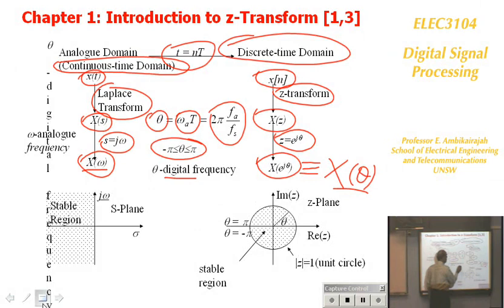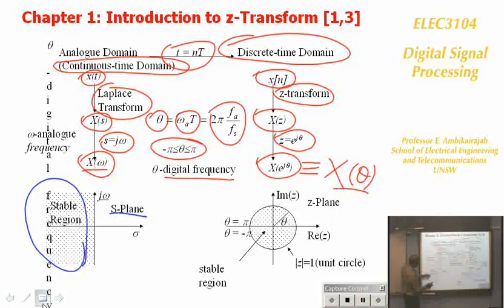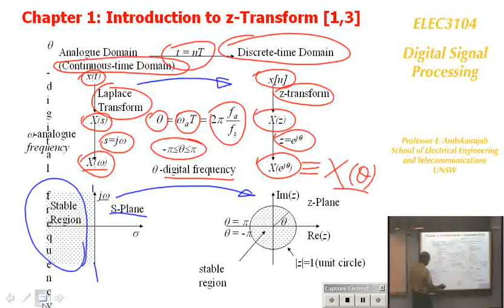Once you have X(s) or X(omega), then you look at the s-plane, and you will find that all the poles, which we'll come back to in a minute, the stable region is on the left-hand side for the s-plane. And if you take these two edges and bend them, they become kind of a circle, and you find in the Z-transform, after you translate analog to digital domain, in the z-plane, all these dots are inside a unit circle. And this region is the stable region, we call it.